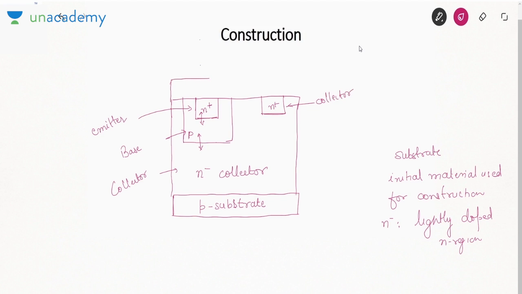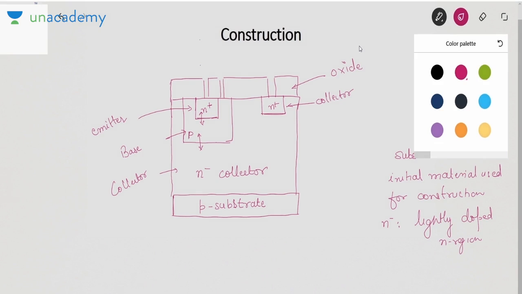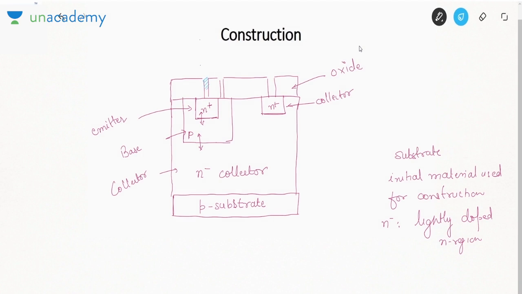Now in order to bring out the terminals, we first deposit oxide. I told you that oxide acts as an insulating layer, so we have deposited oxide. Now we remove this oxide in certain regions. Why are we removing oxide? We are removing oxide in order to deposit the metal to form terminals. So we will be forming terminals here like this. As I told, all the terminals are on the same side of the device: emitter, base and collector.